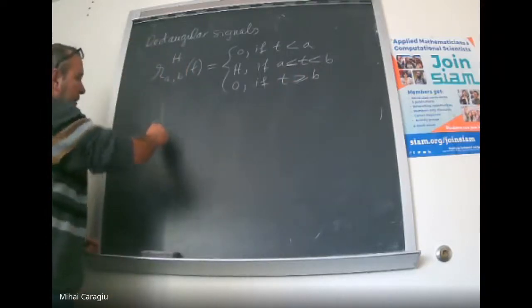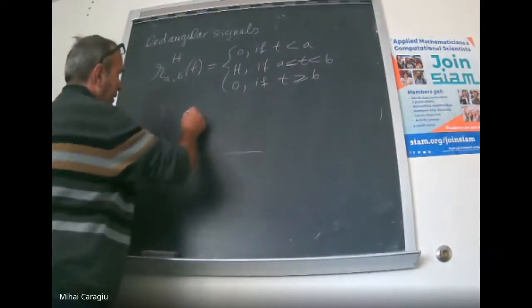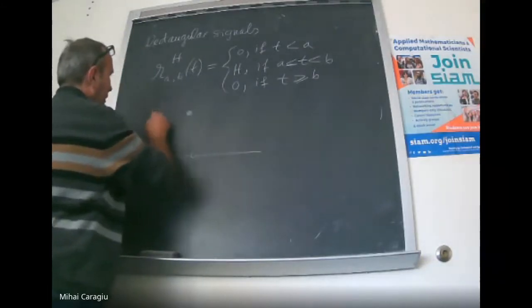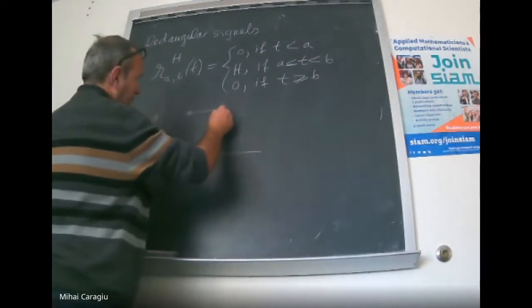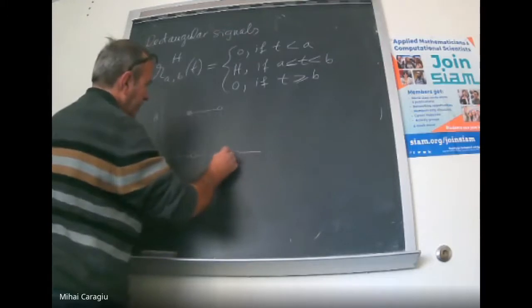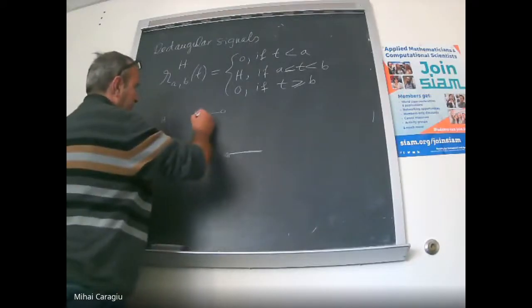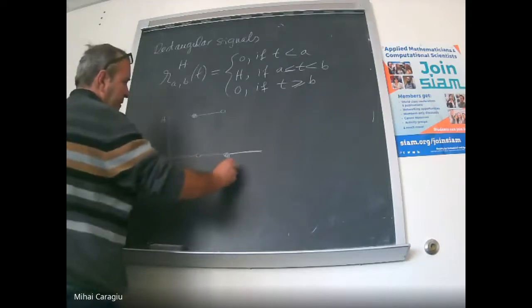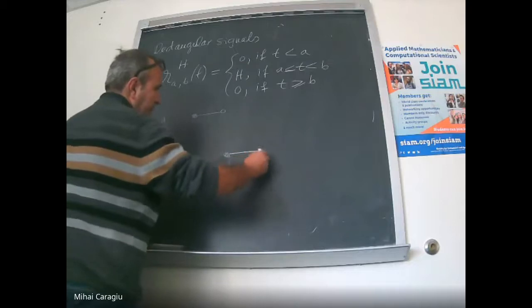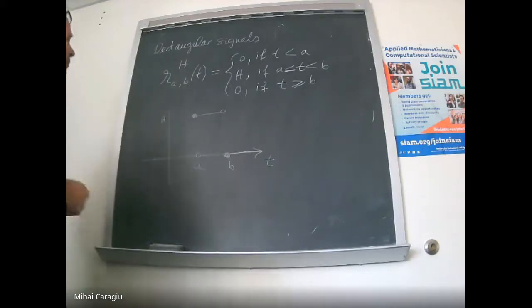So if we have the graph, it will be 0 until here, h from a to b, and back to 0 on the interval from b to infinity. So this will be the rectangular signal. That's the rectangle. This is A, this is B, this is T. This will be called R sub AB with height h of T: rectangle from A to B with height h.